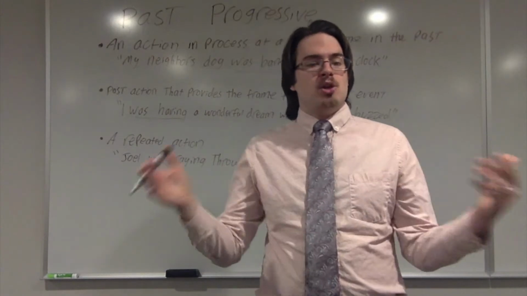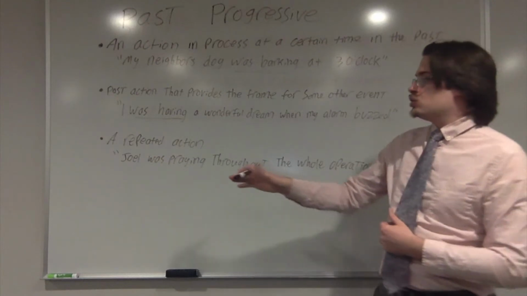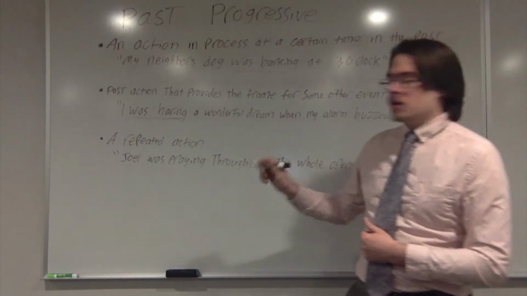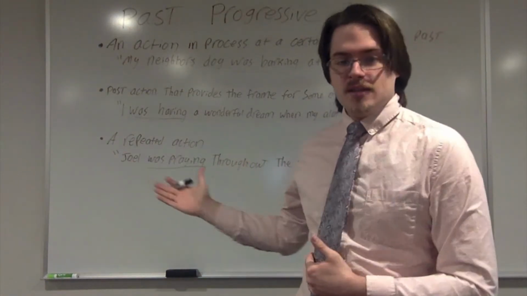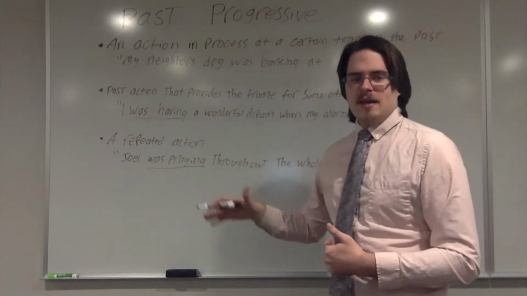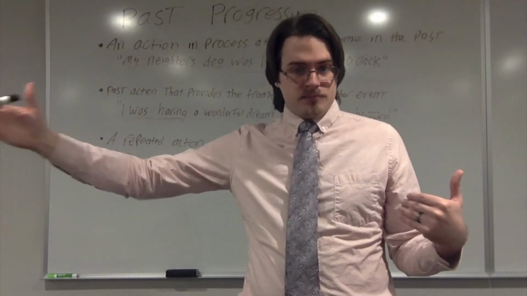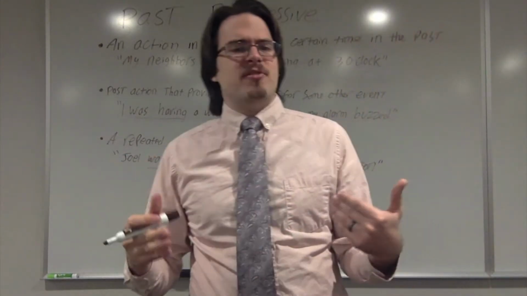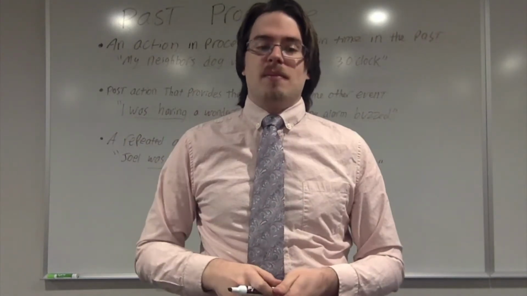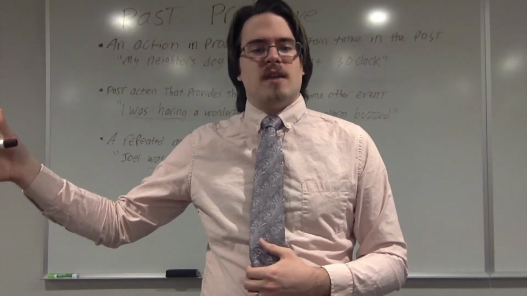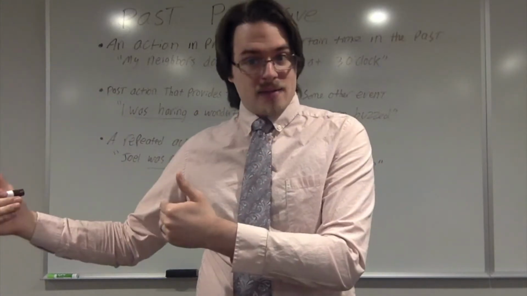Likewise, it can simply be used to refer to a repeated action. In our last example here, we have, Joel was praying throughout the whole operation. In this instance, was praying is indicating a thing he continued to repeatedly do over a period of time. Generally, the emphasis of the progressive is that the action is in the act of happening at a given point in time. Thus, the past progressive emphasizes an action that is in the act of happening at a given time in the past.